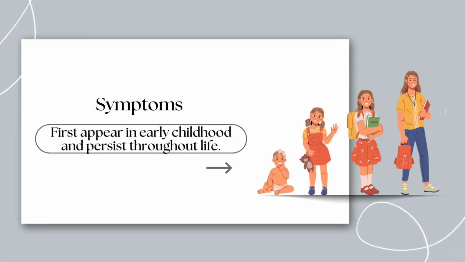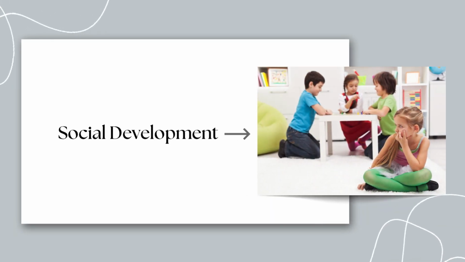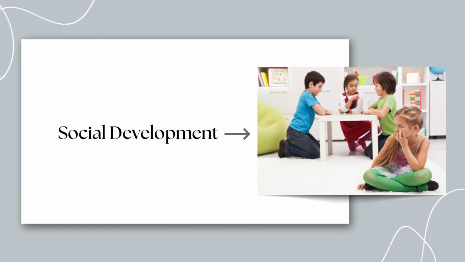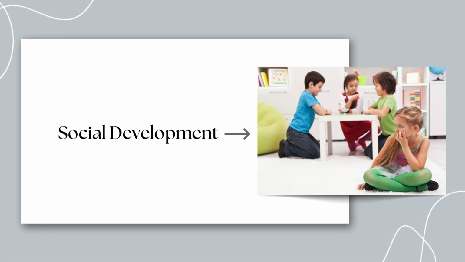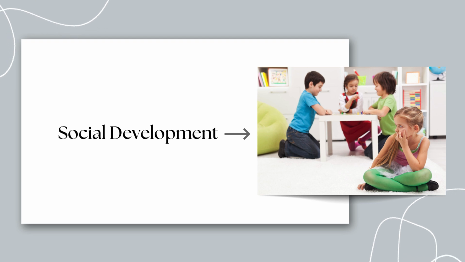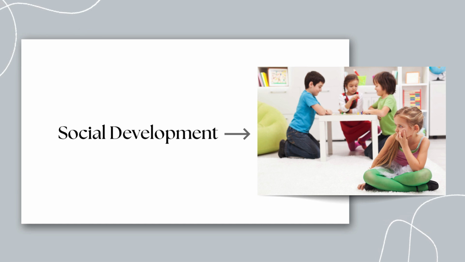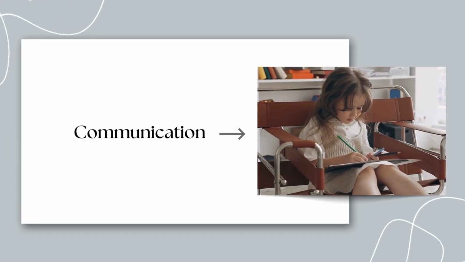Autistic children often struggle with social interactions. They may have difficulty understanding social cues such as body language, facial expressions, and tone of voice. This can make it challenging for them to form relationships or engage in typical social activities. For example, a child may not make eye contact during a conversation or may not respond when someone calls their name. They might prefer to play alone rather than with other children and may not understand the concept of taking turns in a game.